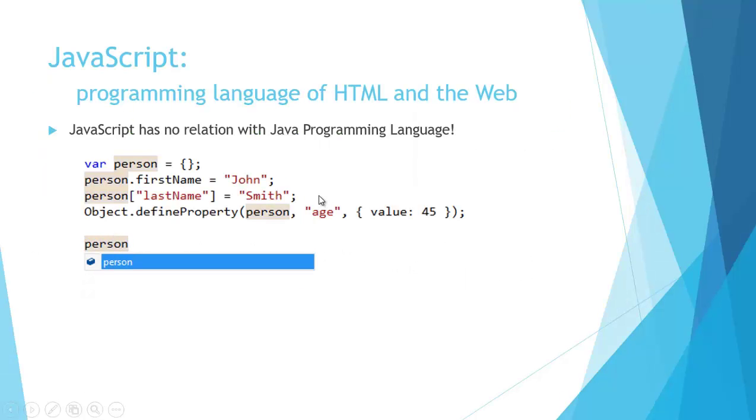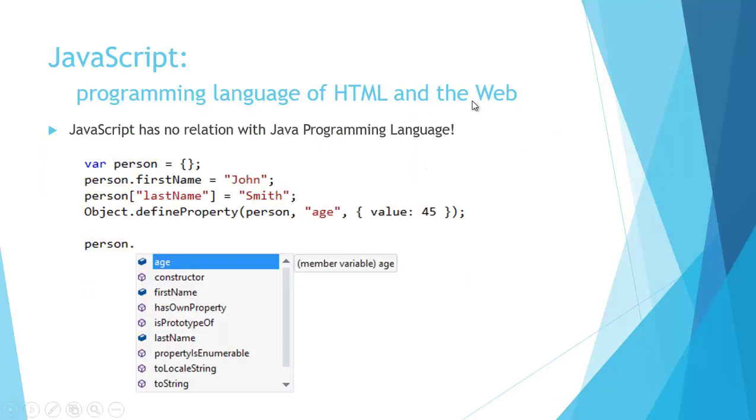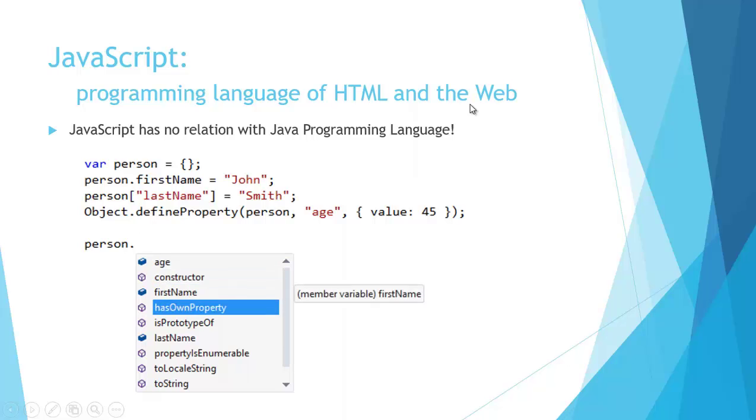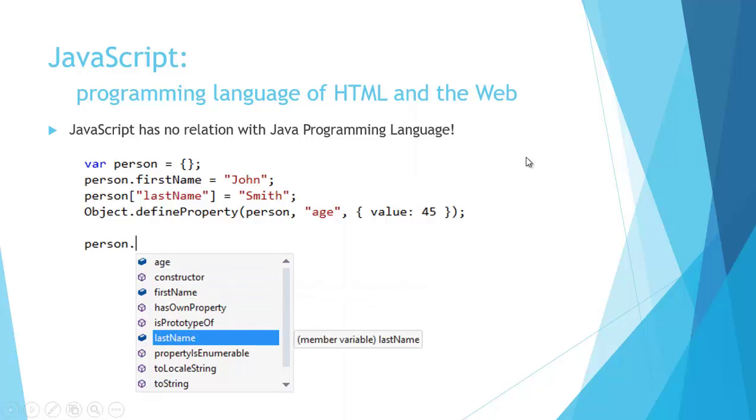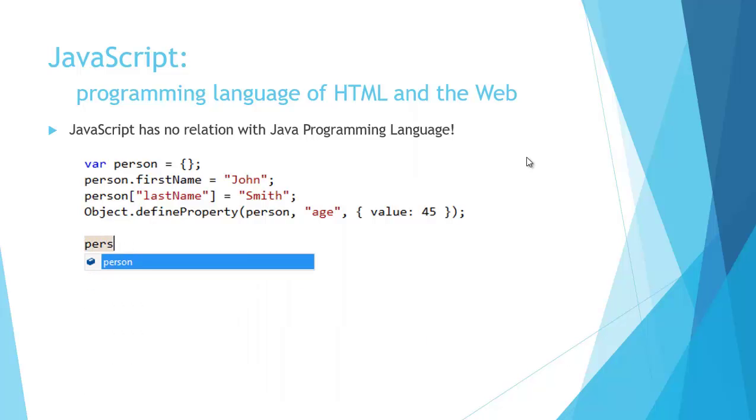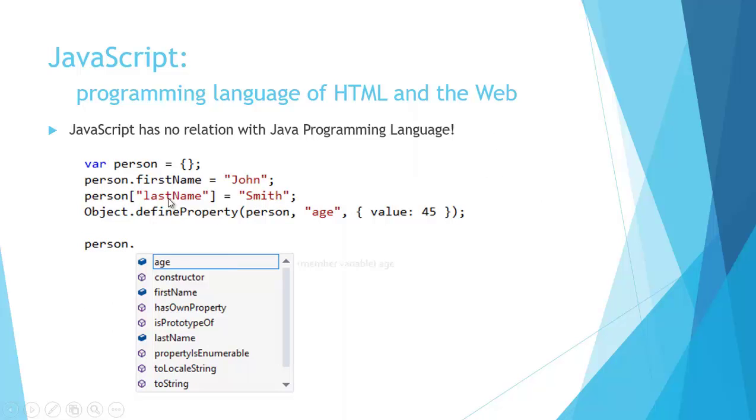JavaScript is a programming language of HTML in the web. JavaScript has no relation with the Java programming language. JavaScript is another programming language and it differs from Java. Its code looks like this, as you see here in this animated picture.